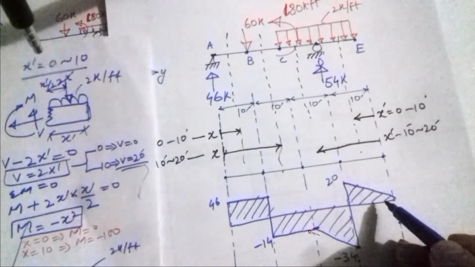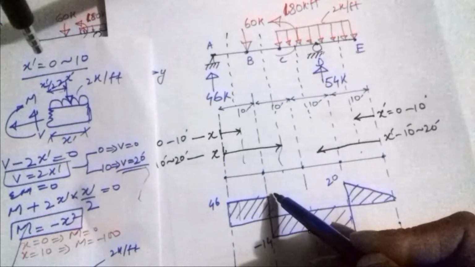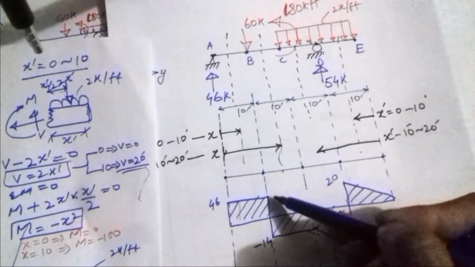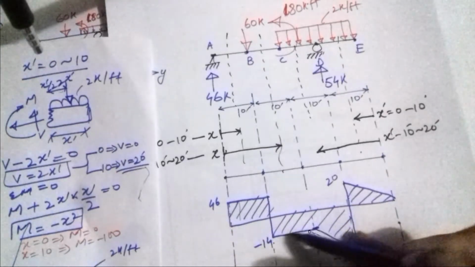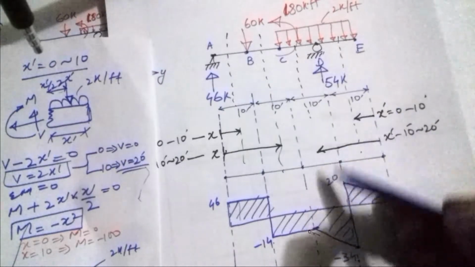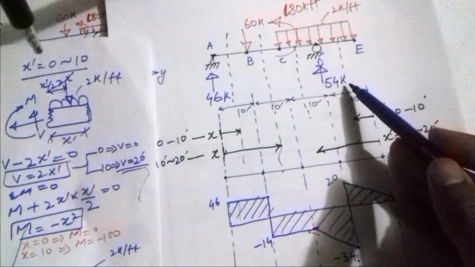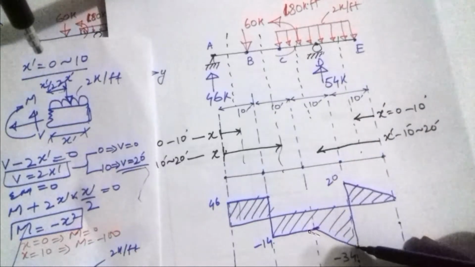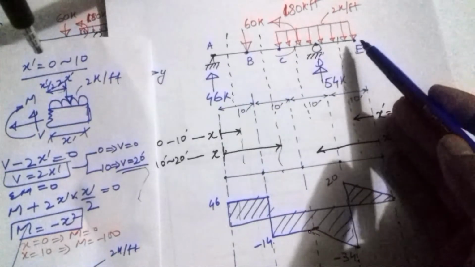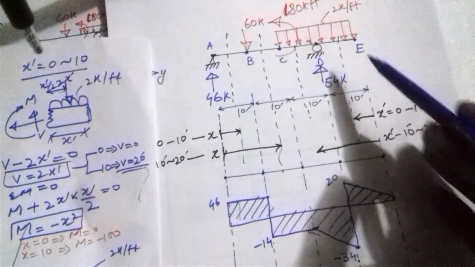You can manually check here. Here it is 46 k, you go upward, here you go minus 60 downward, so it's minus 60, here I move downward. From here to here no load is there, so it is constant, and then there is a linear thing, I move downward. From here the 54 kip load goes upward, so minus 34 plus 54, 20 upward, and then here, because it is a cantilever, whenever there is a cantilever the shear force is 0.